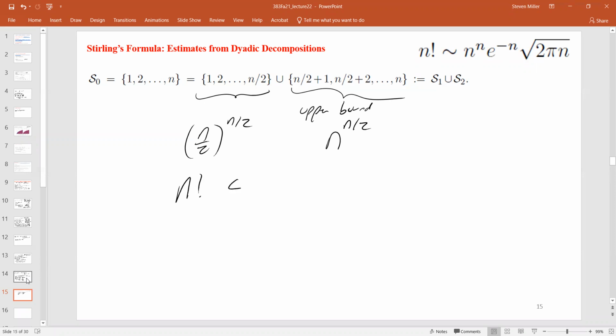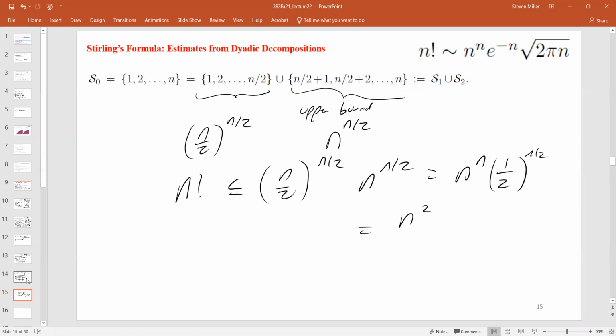So n factorial will be less than or equal to n halves to the n over 2 times n to the n over 2, which is n to the n. And then you would have a 1/2 to the n over 2, right? So this is going to be n to the n over square root of 2 to the n. Compare this to n to the n over e to the n.